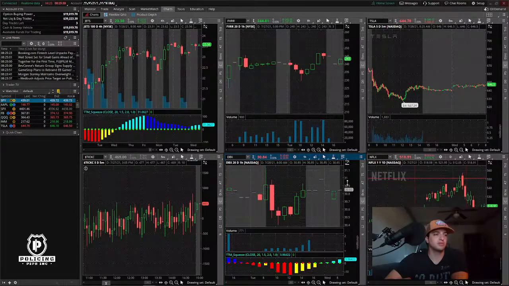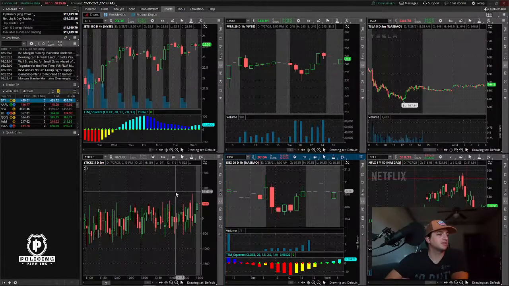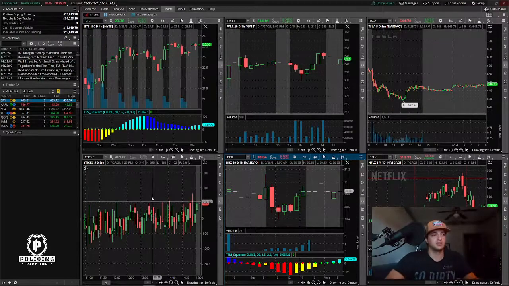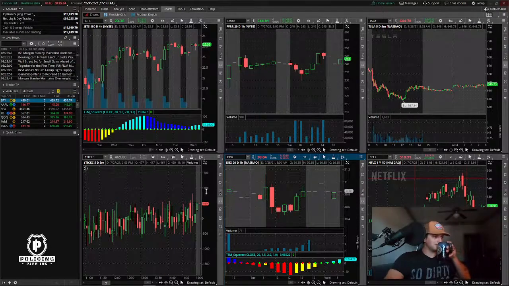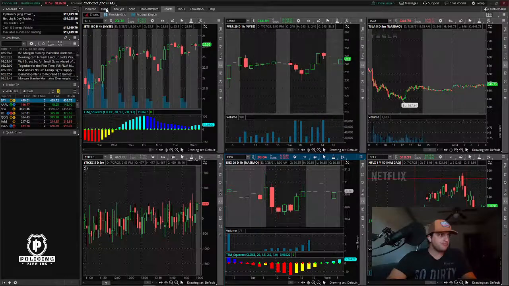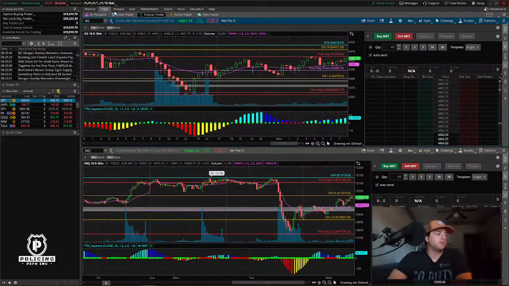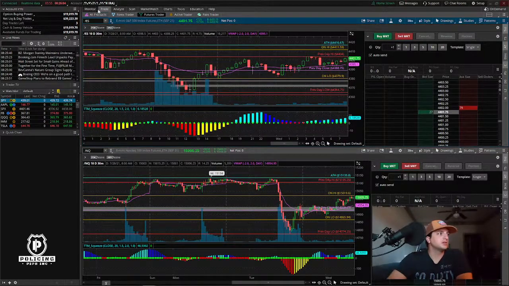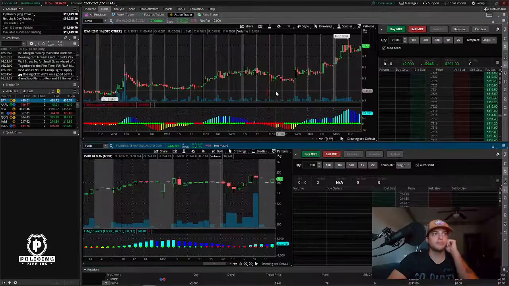Yeah, pretty much it's going to open at the same level it closed yesterday. And the tick chart looks like it wants to open above 400. So that seems like there's a positive breadth in the markets. Markets open in 4 minutes, so we'll see what happens here. I have Active Trader up.